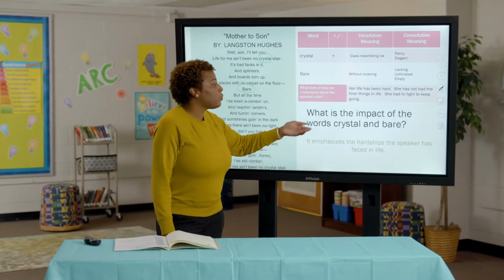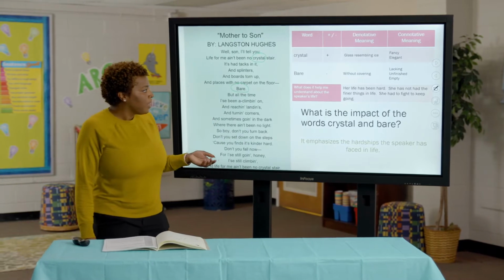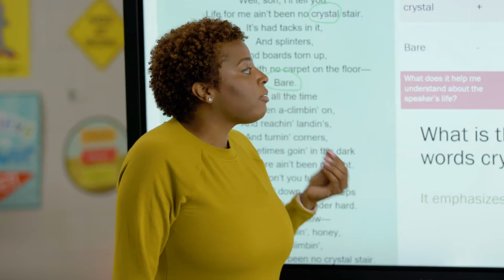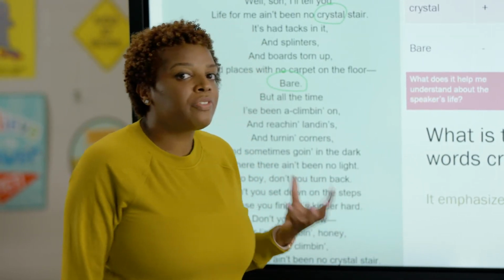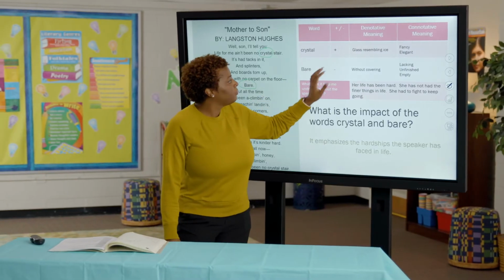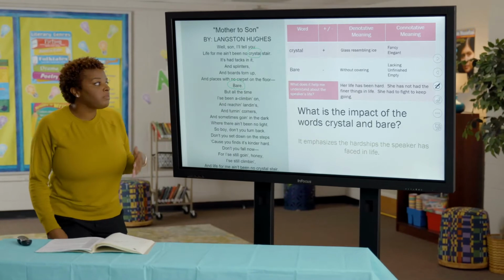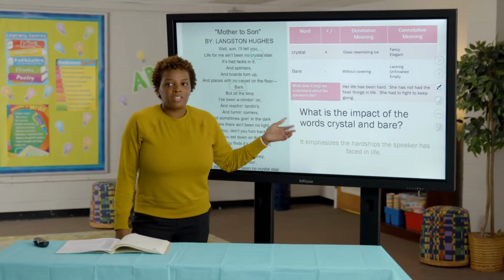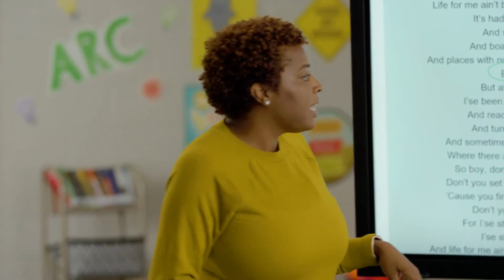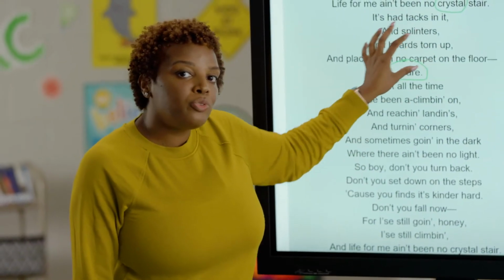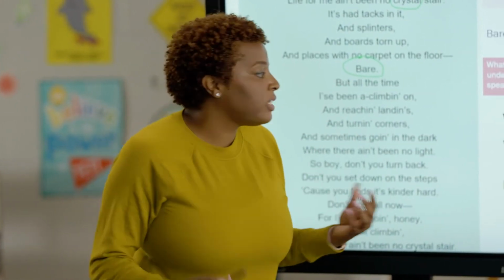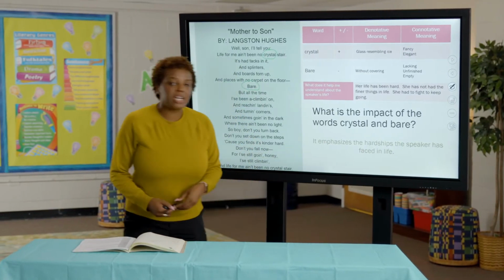So when I think about the question, what is the impact of the words crystal and bare, and what does it help me understand about the speaker's life? The thing I can say is that her life has been hard. She has not had the finer things in life. She's had to fight to keep going. Looking at crystal and bare, the denotative and connotative meanings, this is what we can understand about the speaker's life. And again, I want to reiterate that through his intentional use of the words crystal and bare, Hughes is trying to emphasize the hardships the speaker has faced in life.